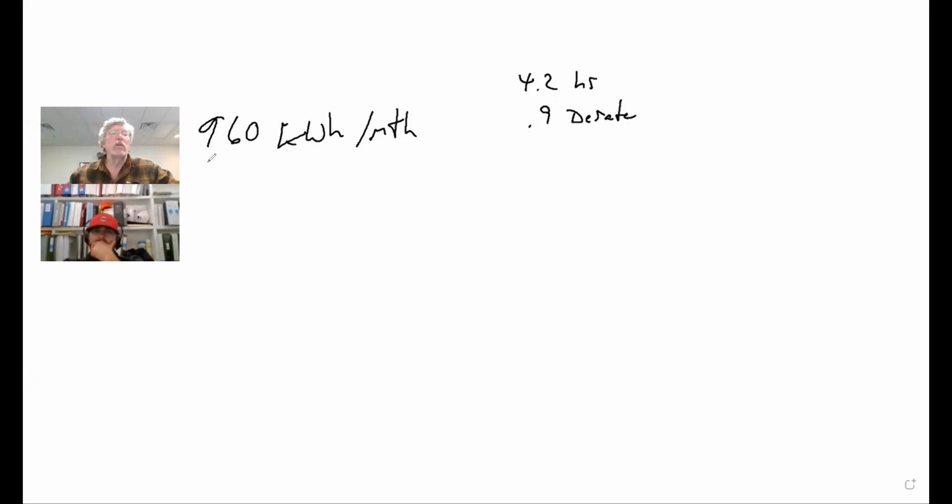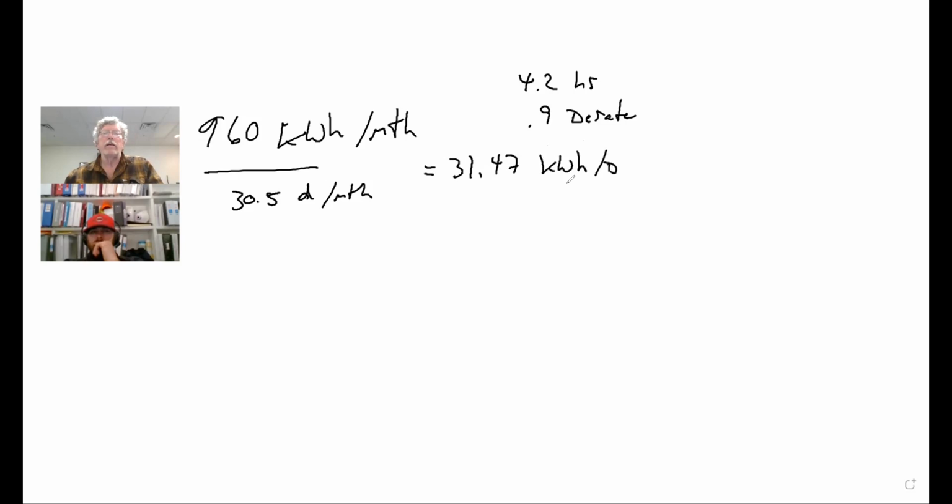So the first thing we need to know is what is the daily load? Well, this is the monthly load. So I usually like to divide by 30.5, 30 and a half days per month. You can do 30, you can do 31. It's not going to be much different. So if I do 960 divided by 30.5, I'm getting 31.47. So that would be 31.47 kilowatt hours per day.